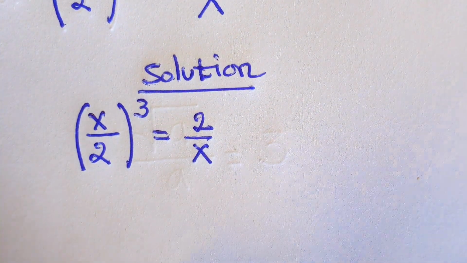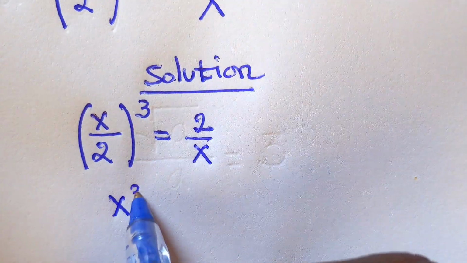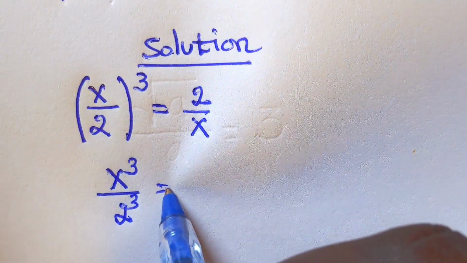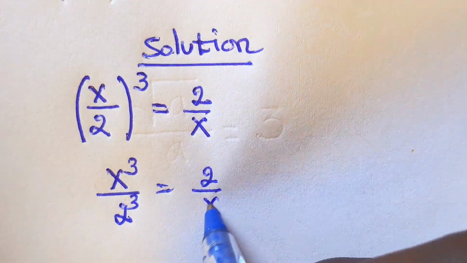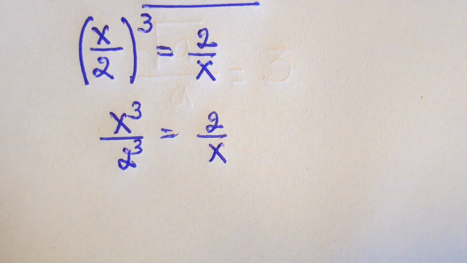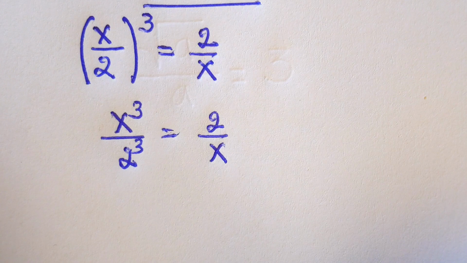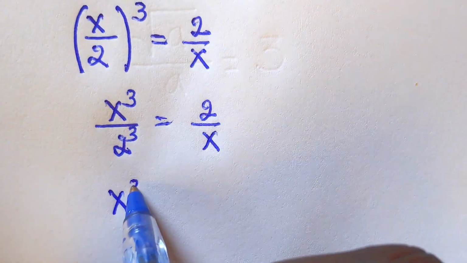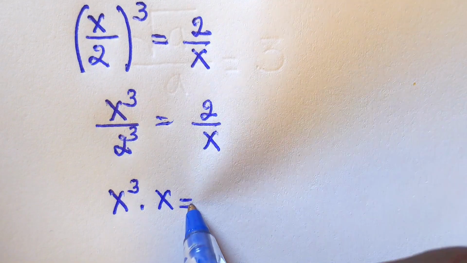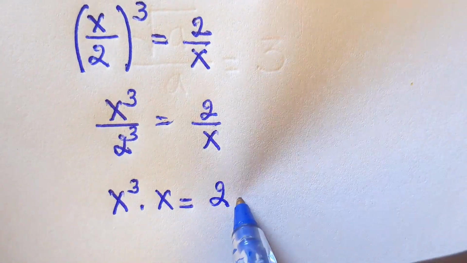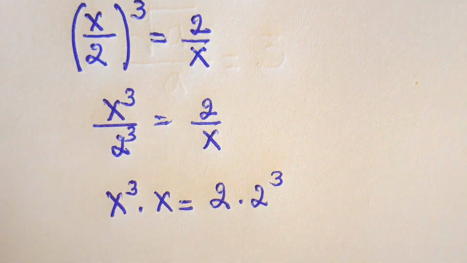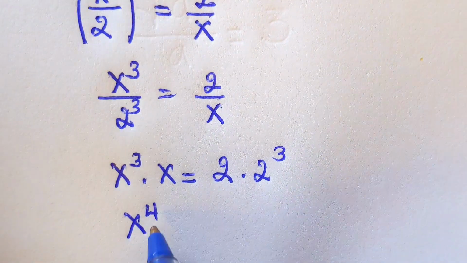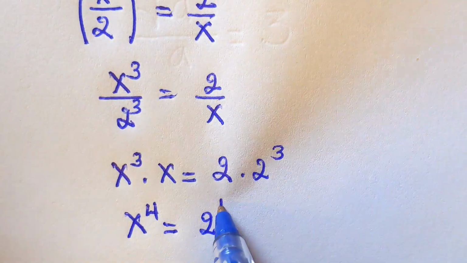What can we do? First of all, we have x^3 over 2^3 equals 2 over x. Due to cross multiplication, we shall get x^3 times x equals 2 times 2^3. So we have x^4 equals 2^4.